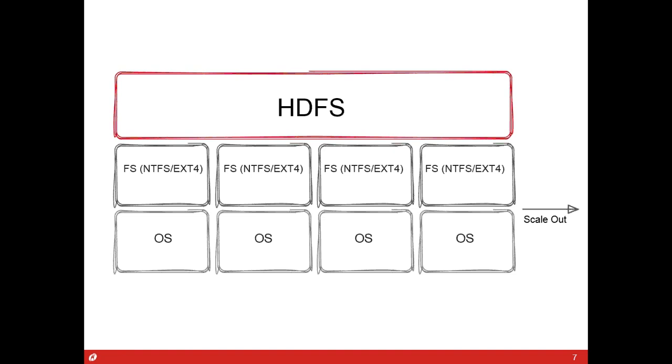Now, looking at the diagram on the slide, HDFS is a file system that actually runs on top of another general purpose file system like NTFS or ext4. It is also distributed across a number of different machines as opposed to a general purpose file system that would be constrained to a single machine. Now, let's have a look at this in action.